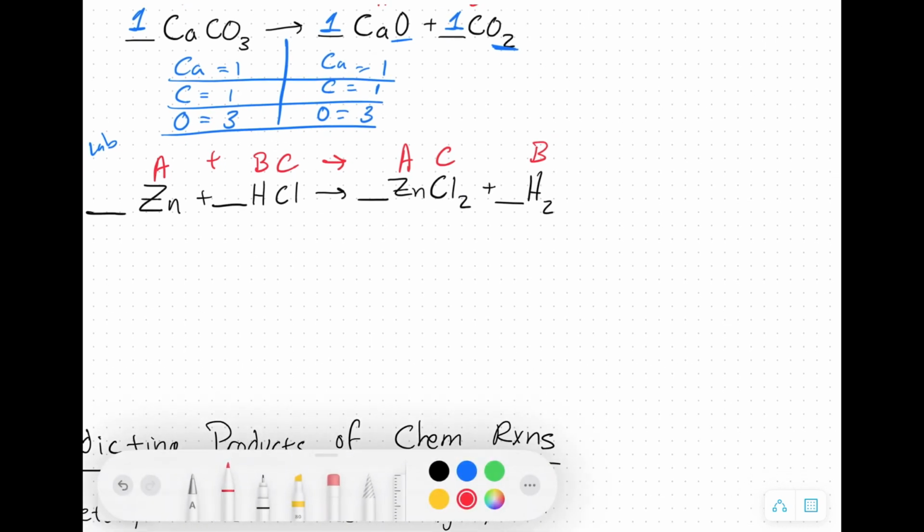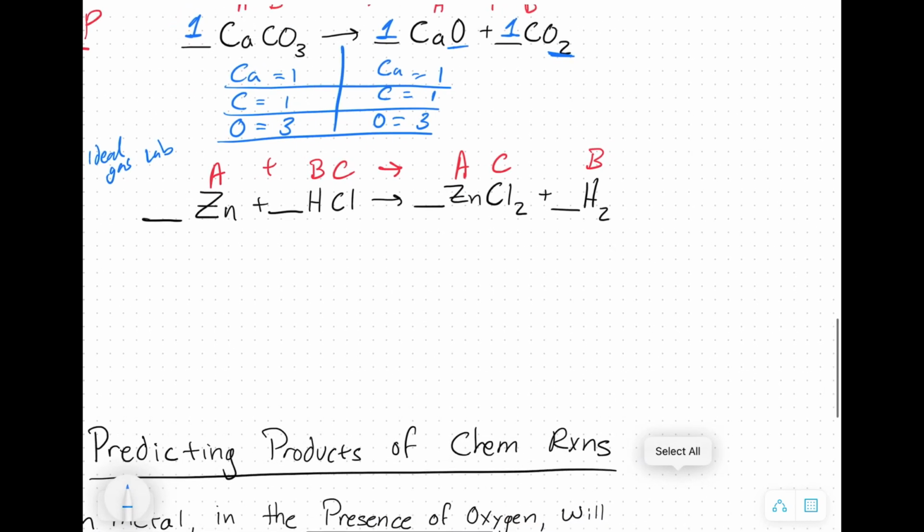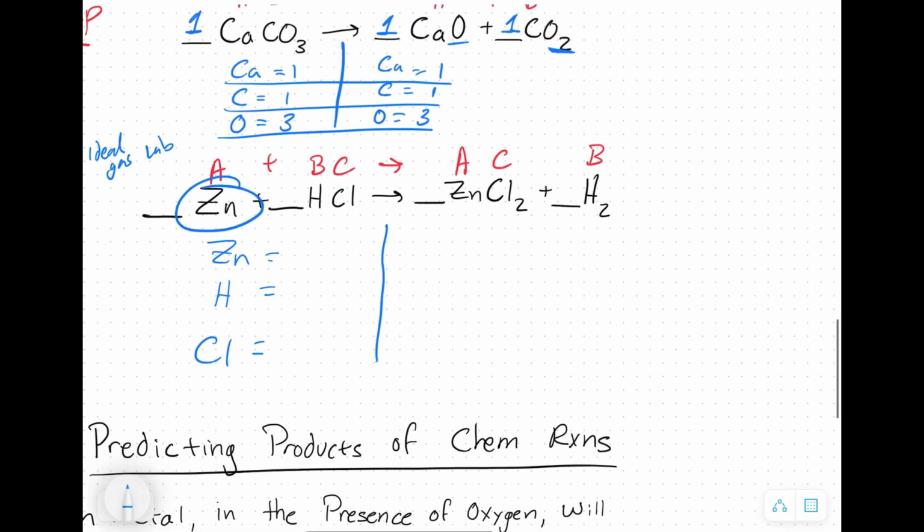So let's go through the same process for balancing this equation now. On my reactant side, my left side, I have Zn, I have H, I have Cl. Well, Zn here, there's no number touching it, so that means I just have one of those. For my H, no number touching it, so that just means I have one. Cl, again, no number touching it, means I just have one.